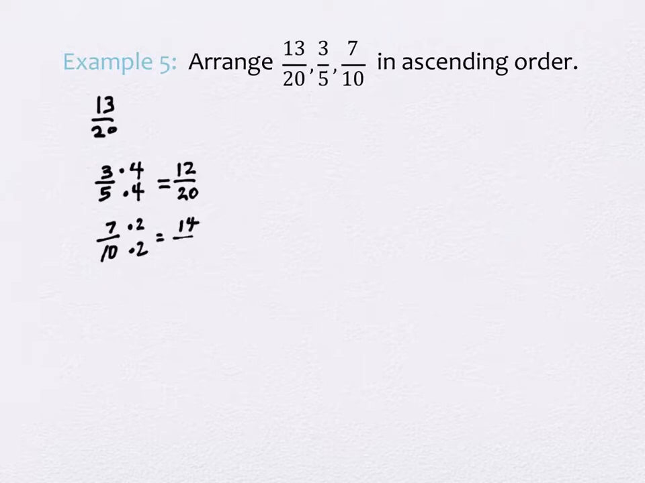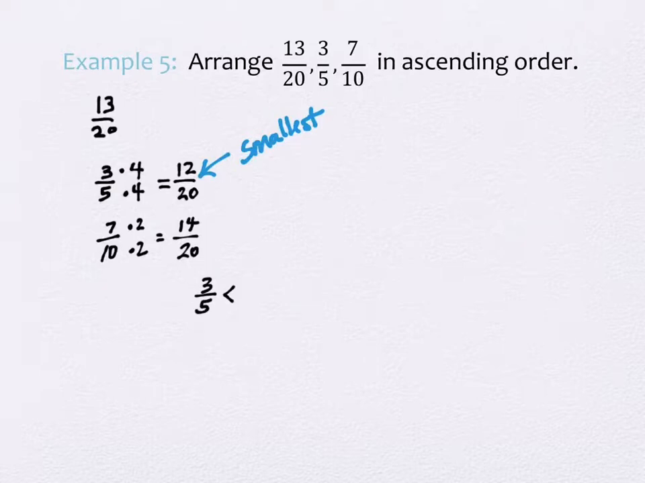So I have 14 over 20. Okay, ascending order, which means I start with the lowest one first. So which one of these is the smallest? 3/5. Yeah, this one's the smallest. So the original fraction they gave me was actually 3/5, like you just said, so we'll start with it.